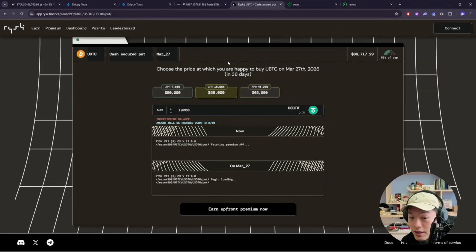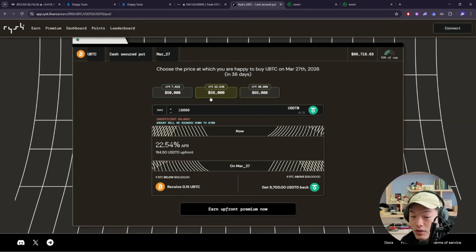And if you're trying to not get your order filled, then you want to sell option contracts that are further away from the current price, right? Because Bitcoin dropping from 67K to 58K is not going to be as likely as Bitcoin dropping to, let's say, 64K or 63K. So this is why you will be earning less yield. And you're going to find that in DeFi, the higher the yield, the higher the risk that you're taking.